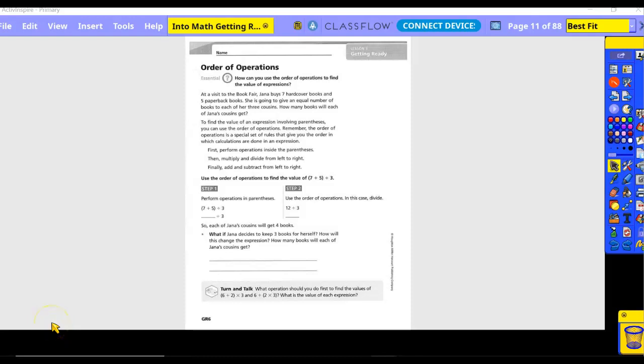Fourth grade into math, getting ready for fifth grade. Lesson 3, order of operations. How can you use the order of operations to find the value of expressions? A visit to the book fair.